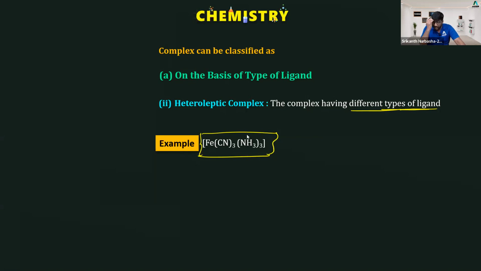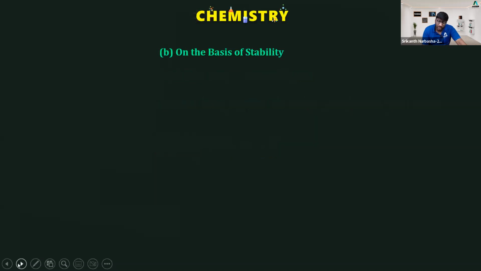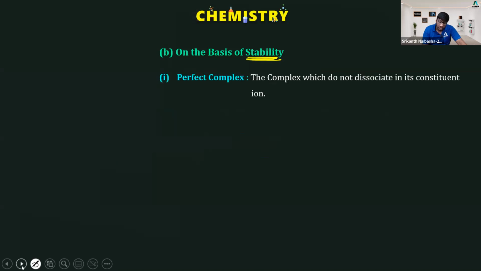On the basis of the type of ligands, like how many types of ligands are there, we can classify the complexes into homoleptic and heteroleptic. That is the first classification: classification of complexes based on the type of ligands. We can also classify on the basis of stability: perfect complex and imperfect complex.